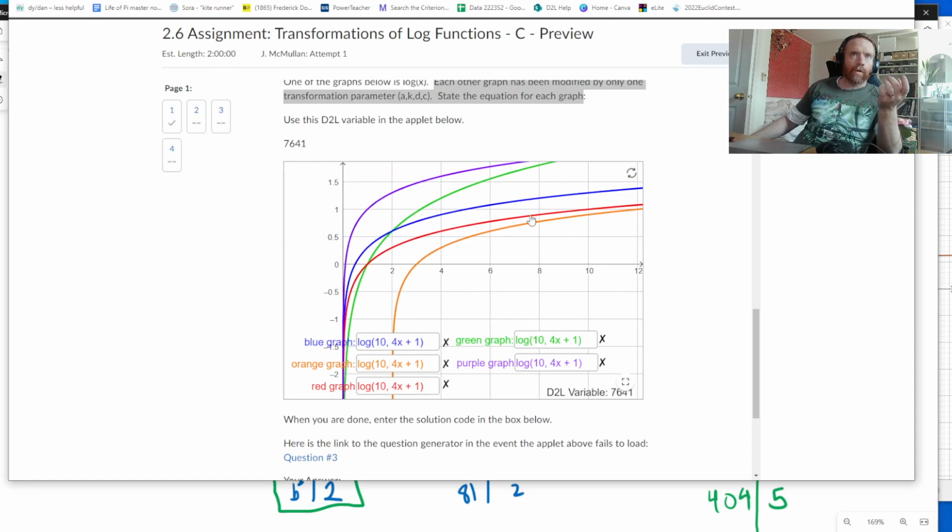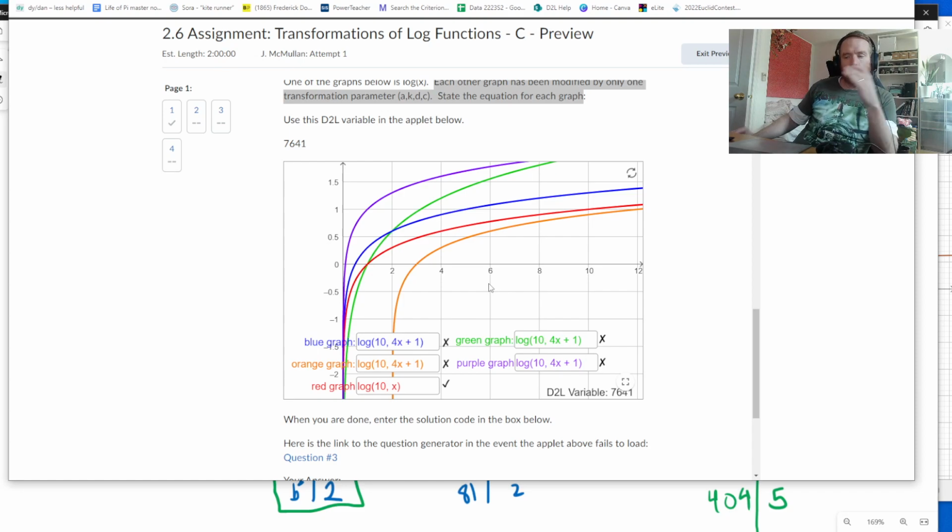I go back over here and look at the red. Red goes through 1, 0. Conclusion, red has to be log x, right? And now I've got that right. Now that I know that red is log x, I could ask myself, which one has been moved up? Which one has been moved right or left? Which one has been stretched vertically? And which one has been stretched horizontally? And I can try and figure out what the rest of them are.